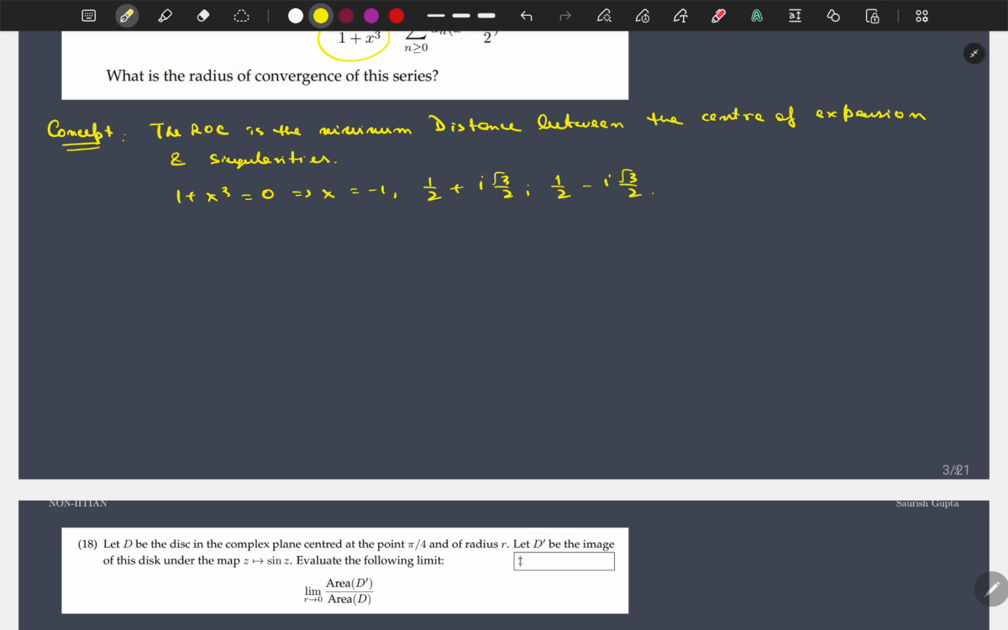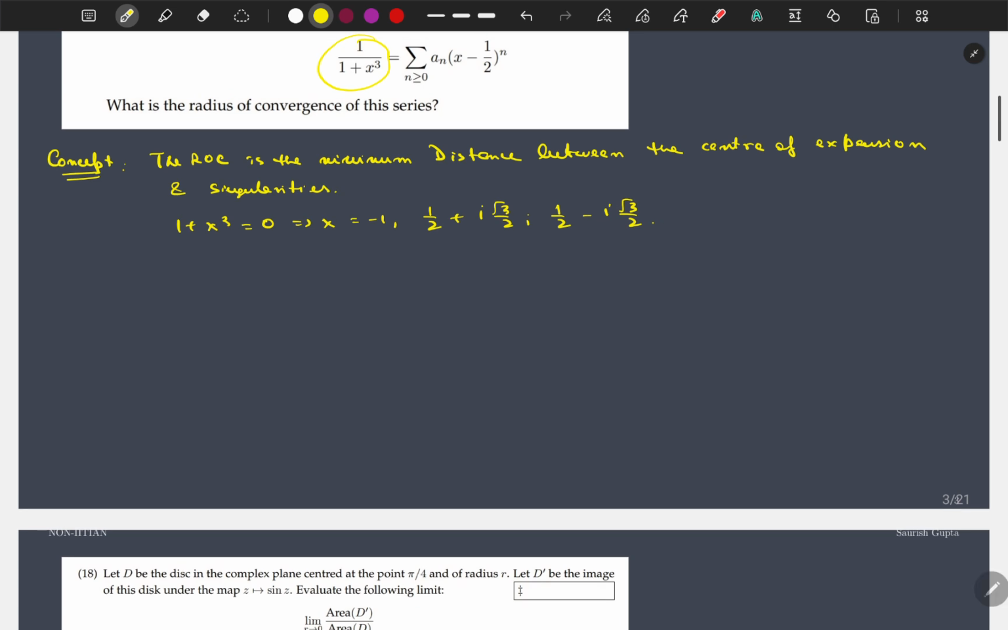Now what is the nearest distance between the center and these singularities? The first distance is 1/2 + 1, which is 3/2. The next distance would be √3/2. Both of the distances to 1/2 ± i√3/2 will be √3/2, right? Which is smaller. This is smaller. Therefore, the radius of convergence of this series should be √3/2.